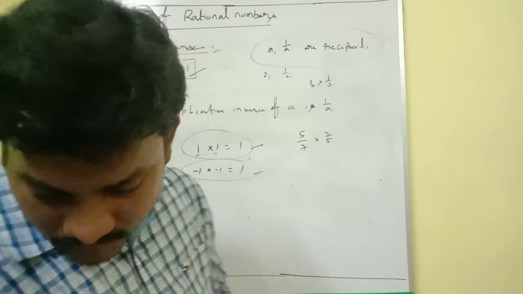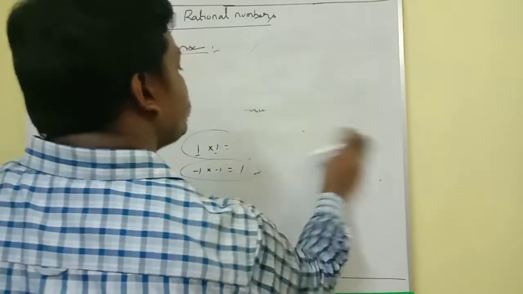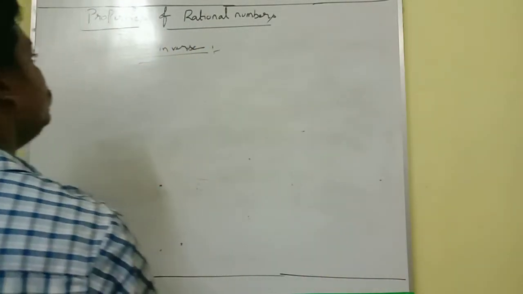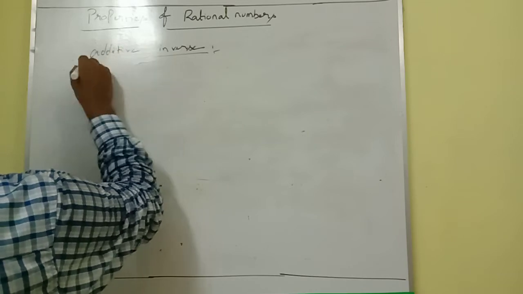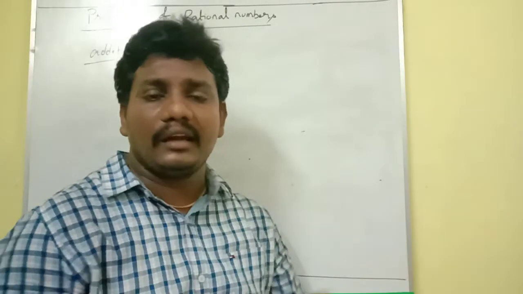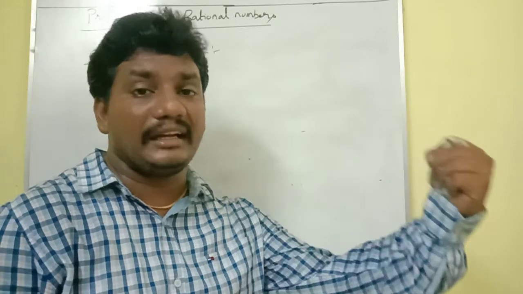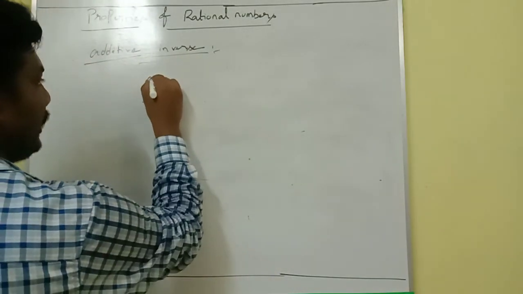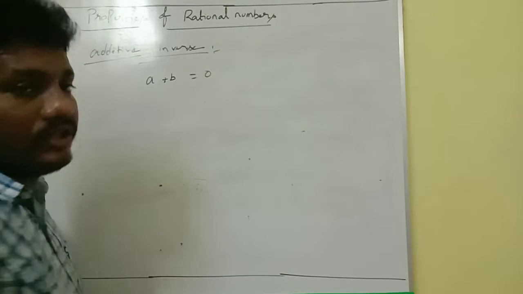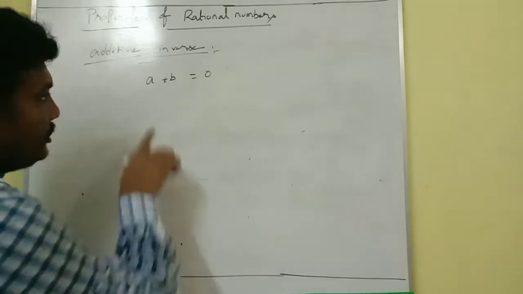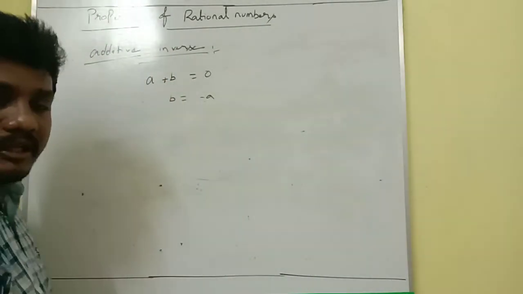Then coming to additive inverse. So what is additive inverse? If you add any two numbers, a plus b, and the sum becomes the additive identity, then those two numbers, the addends, are known as additive inverses of each other. Here b becomes minus a.